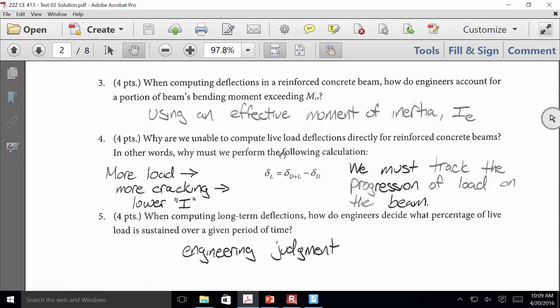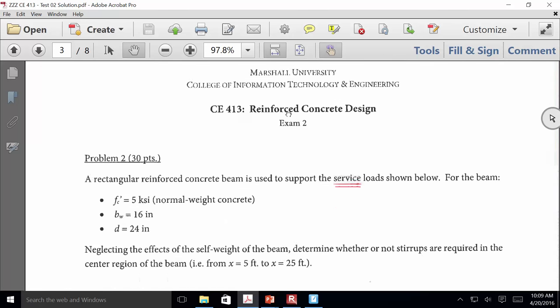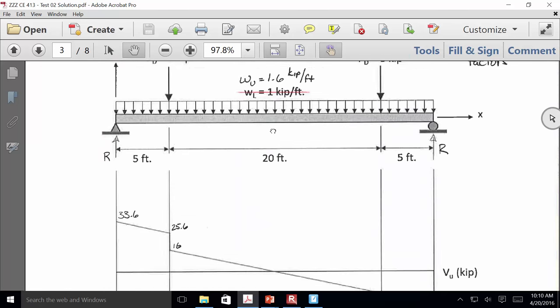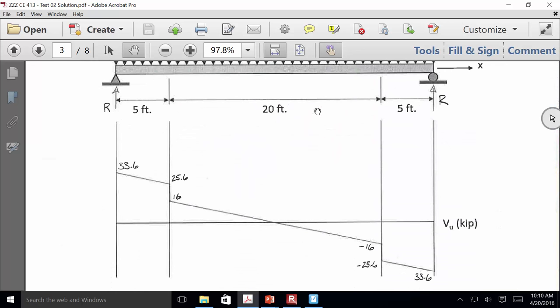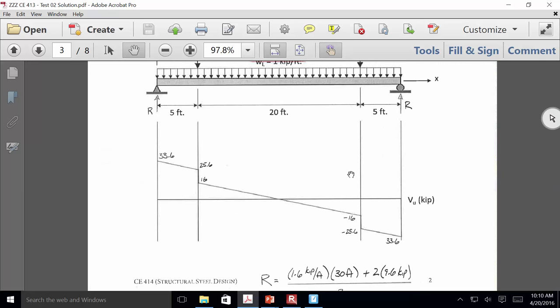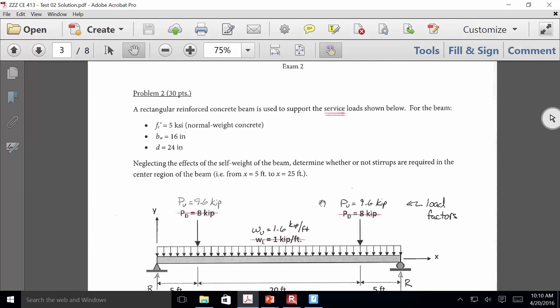That's number one. Now number two, this one I'll admit I was a little shocked by. How many people just didn't draw the shear diagram, like at all? There were a lot of people who just didn't draw it, okay? Now, let's get into the problem though. One of the biggest mistakes was this right here.